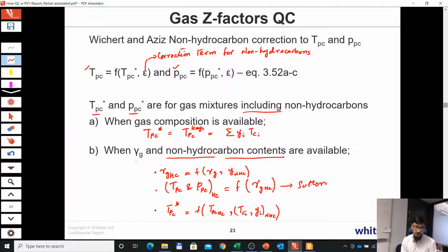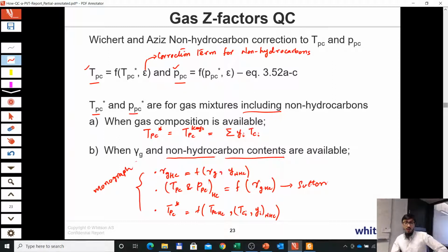Once you have the TPC star, you can calculate the corrected TPC and PPC using these equations here, and then you can calculate the gas Z factor. These three equations here are given in the monograph, and we will also look at them in the Excel spreadsheet.